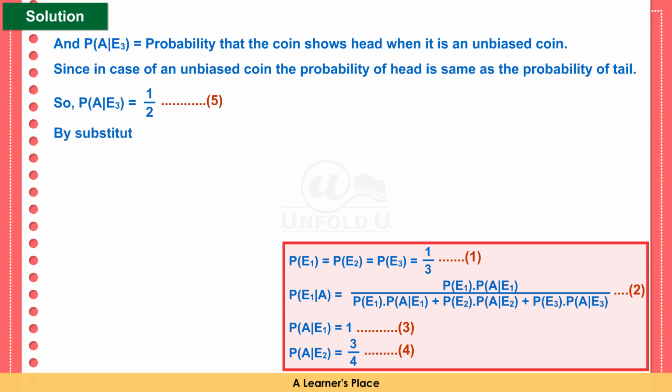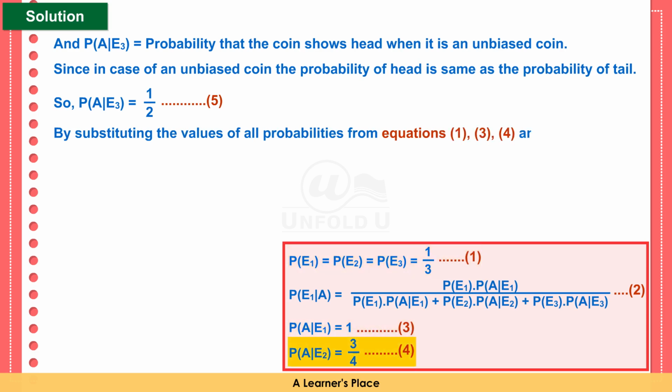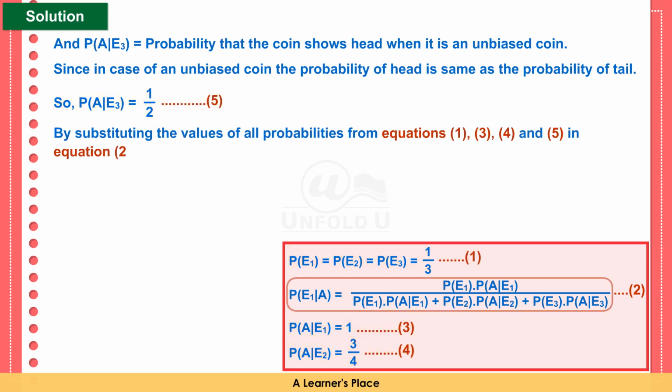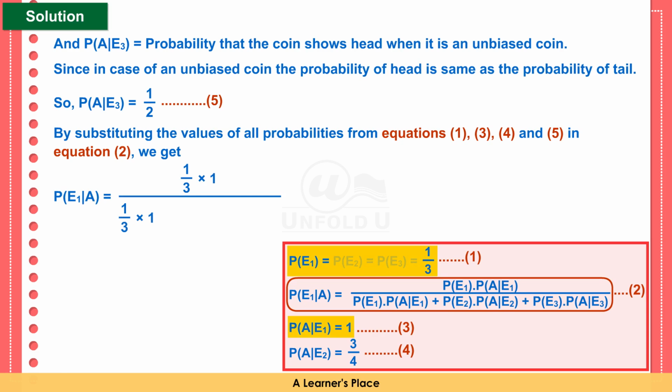By substituting the values of all probabilities from equations 1, 3, 4 and 5 in equation 2, we get probability of E1 given A is equal to 1 by 3 into 1 upon 1 by 3 into 1 plus 1 by 3 into 3 by 4 plus 1 by 3 into 1 by 2.